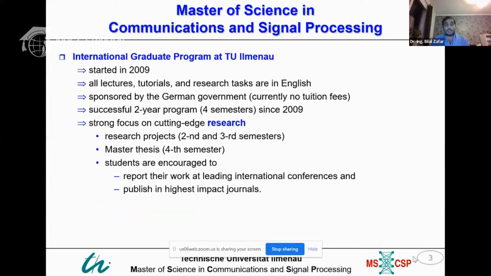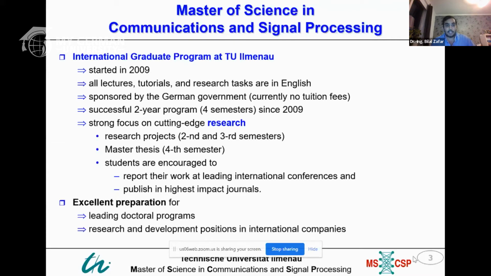Despite being relatively young, we are very well known, and we get a lot of applicants, and we have done a lot of cutting edge research. We publish a lot. Our students are very well known in the industry and in academia. The program is slightly tough, if I'm being honest. It requires a bit of effort on the part of the students, but the rewards are very good. It's very good preparation for leading doctoral programs, and in the industry, our graduates are very well sought after.